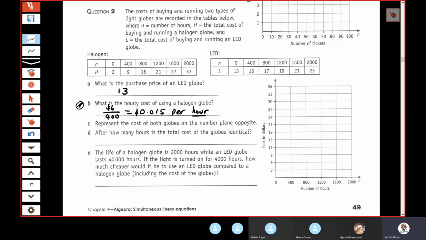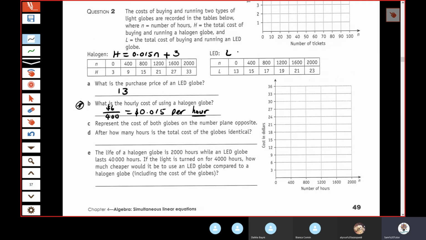Represent the cost of both globes on the number plane opposite. Okay, so before I start, I think what I would like to do is write our equation for both of these. So our equation for this, H equals, we just realized it's going up by 0.015. So that's your gradient. So 0.015 N, sorry, number of hours, N plus, what's your fixed cost regardless if you're running it or not? Is it 3? Yeah.